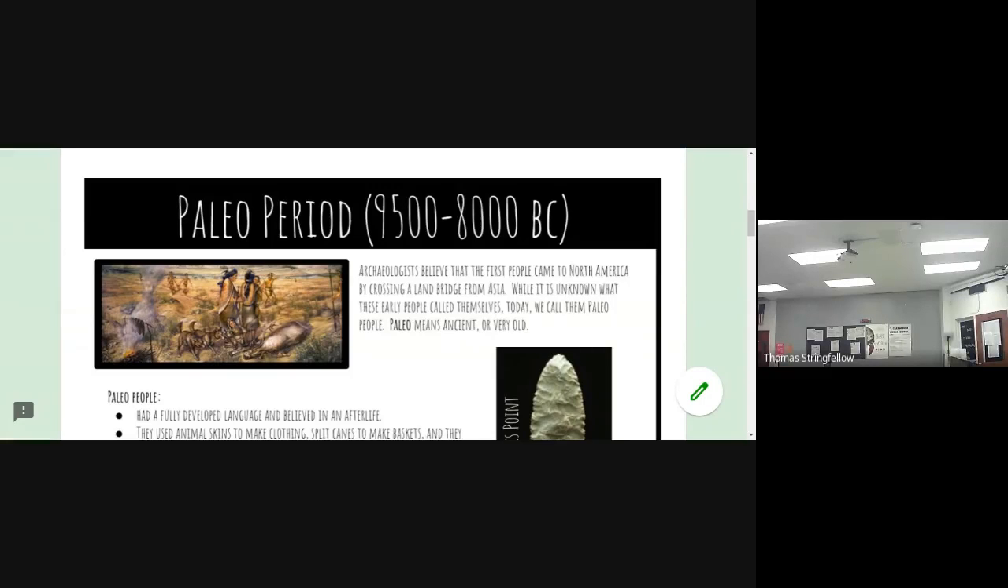So archaeologists believe that the first people came to North America by crossing a land bridge from Asia. While it is unknown what these people called themselves, we're on 81. We call them Paleo people. Paleo just means ancient or old. Okay.